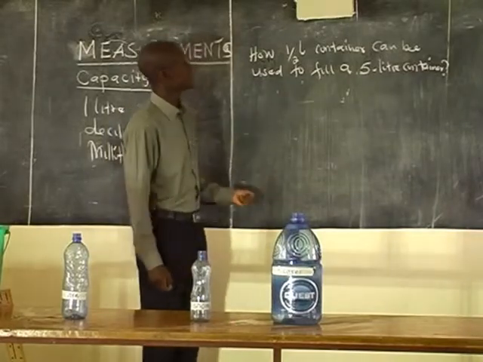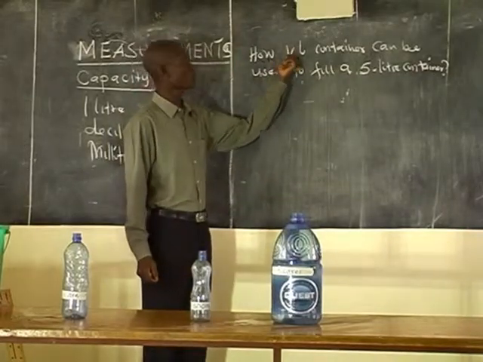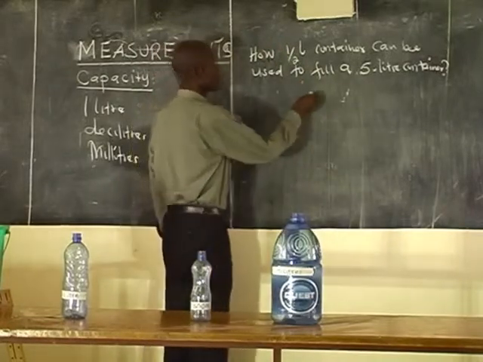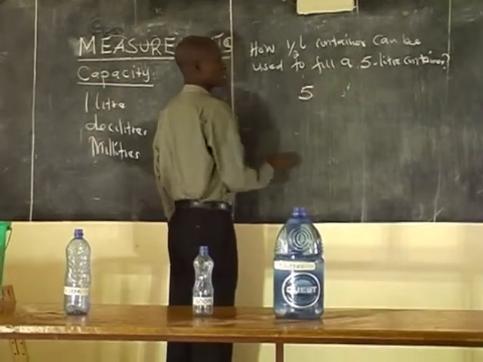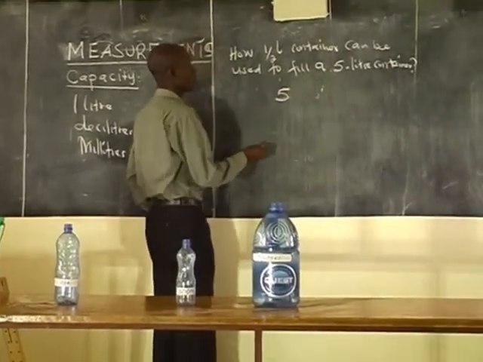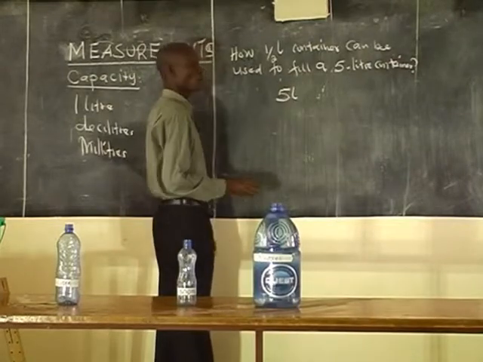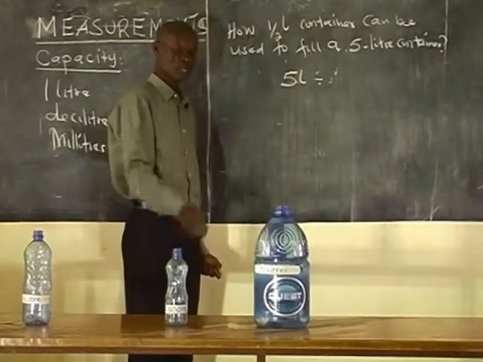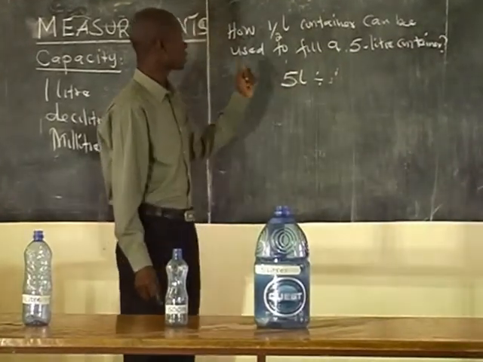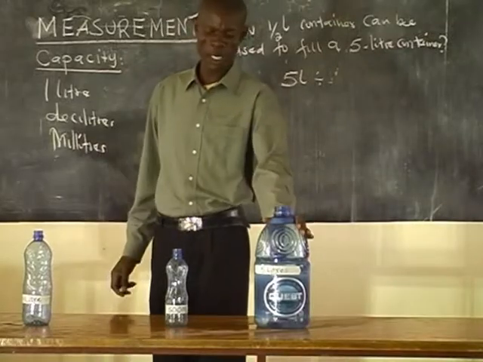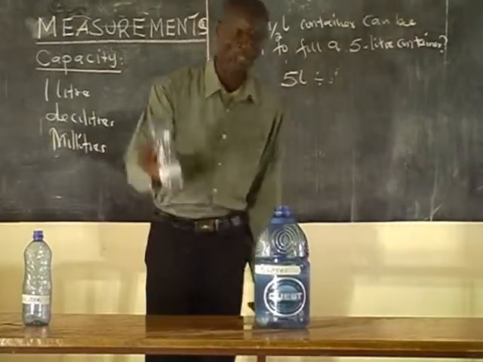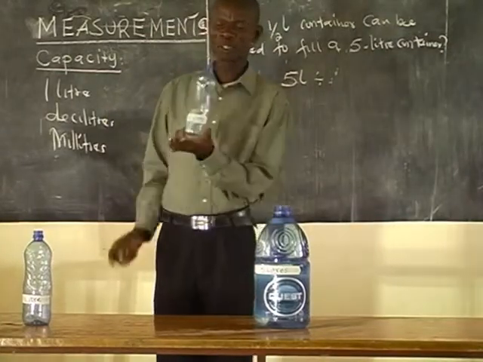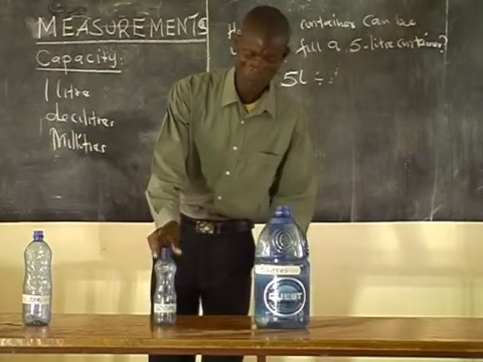To be able to identify how many half-liter containers can be used to fill a 5-liter container, what we need to do, we take 5 liters, that is the container to be filled. So the capacity of that container will be divided by the capacity of the smaller container, which is supposed to be used to fill it. So in this case, we are going to take 5 liters, which is the capacity of the bigger container here, and divide it by the capacity of the smaller container, which is a half of a liter.